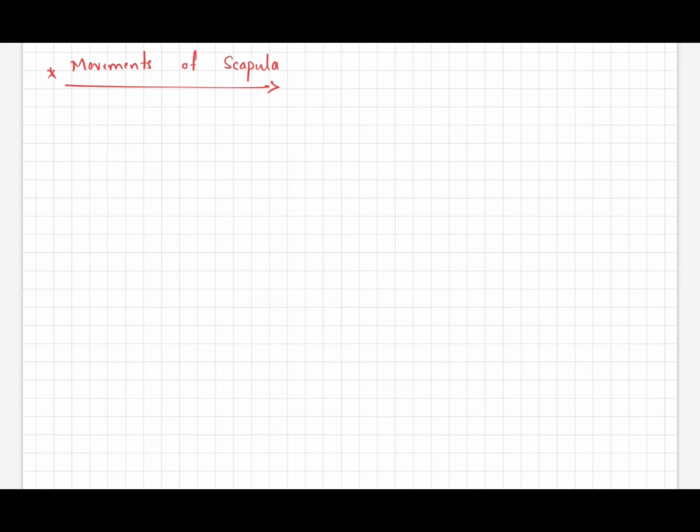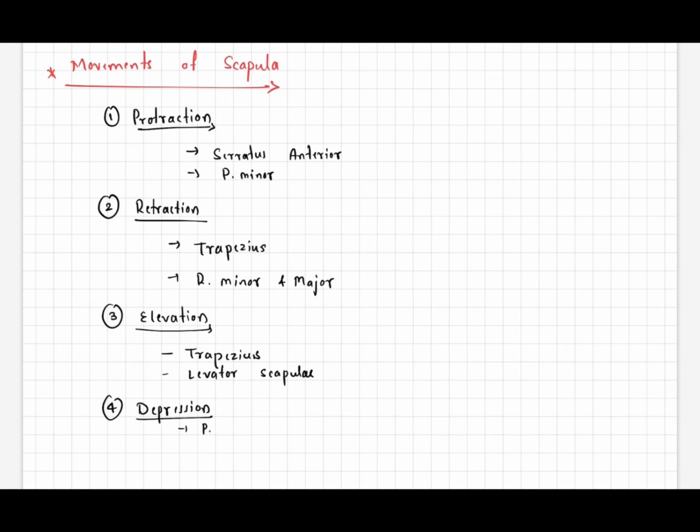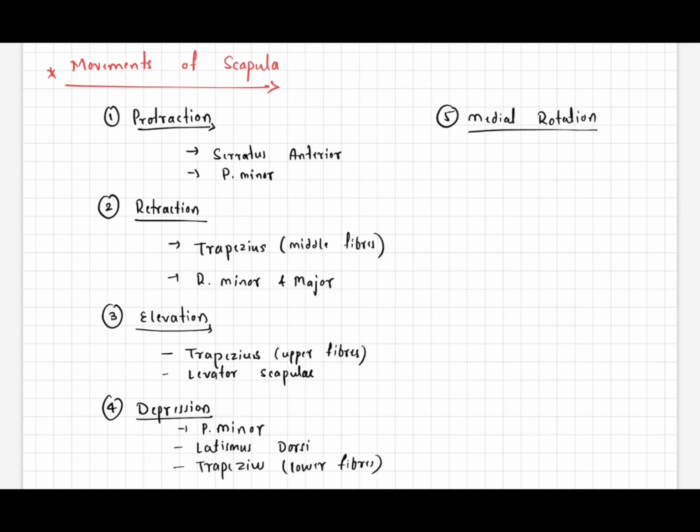So, movements of the scapula. Protraction is mainly assisted by the serratus anterior and pectoralis minor muscles. Retraction by trapezius middle fibers, rhomboid minor and rhomboid major. Elevation by trapezius upper fibers and levator scapulae. Depression by pectoralis minor, trapezius lower fibers, and latissimus dorsi. Medial rotation by levator scapulae, rhomboid minor and major, and lateral rotation by trapezius upper and lower fibers and serratus anterior.